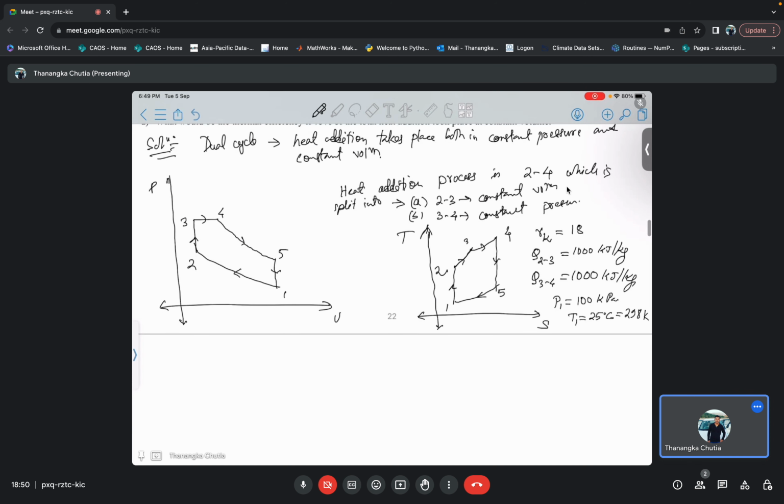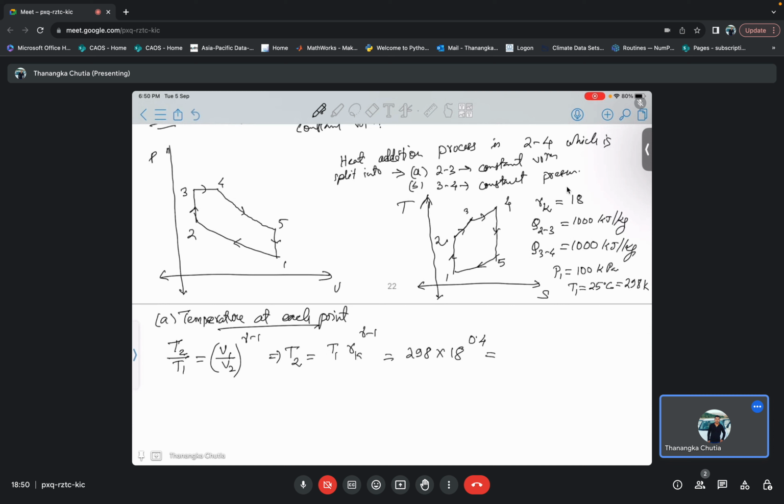Now T2 by T1 is V1 by V2 to the power gamma minus 1. Till now you know these things, I think we have no doubt. So this will be T1 times Rk to the power gamma minus 1. Again this is air, so gamma we already know. T1 is 298, compression ratio is 18, and gamma minus 1 is 0.4. So 298 times 18 to the power 0.4 will be 946.95 Kelvin. This is your T2.